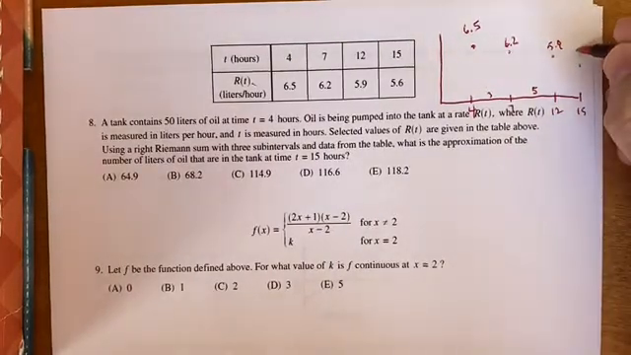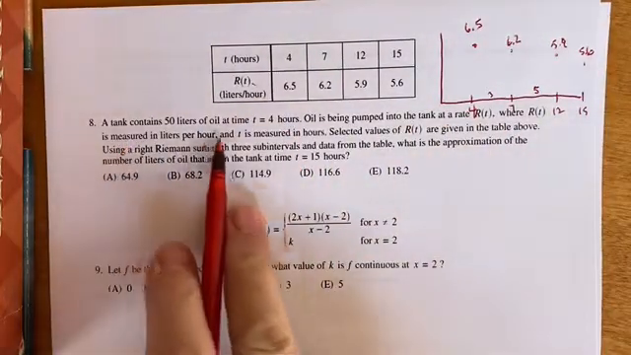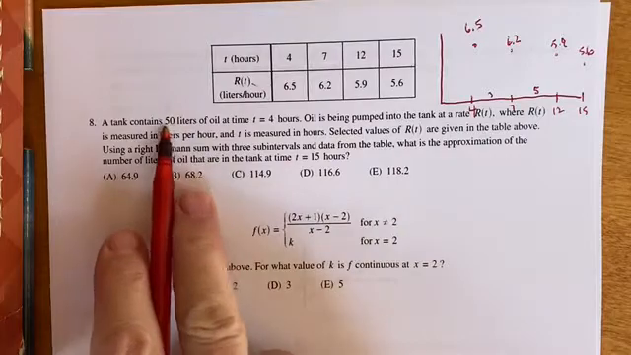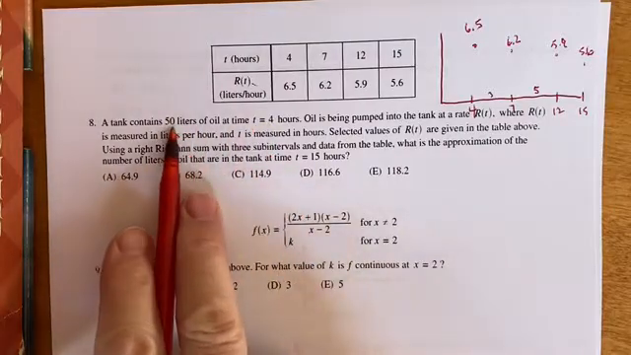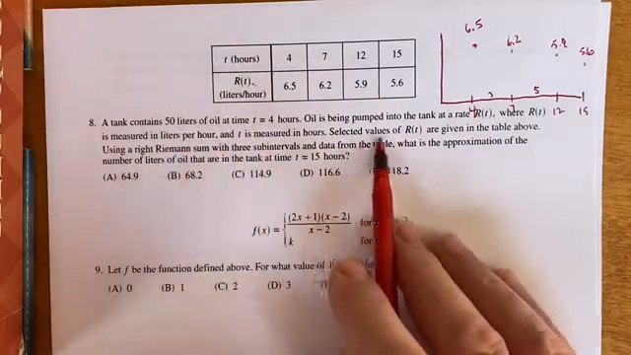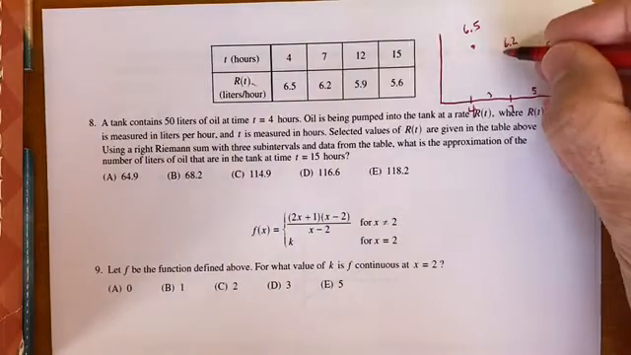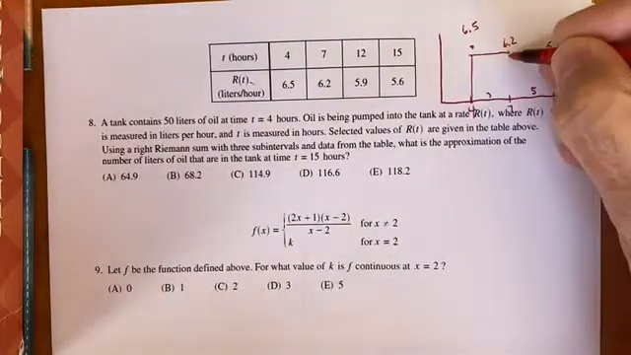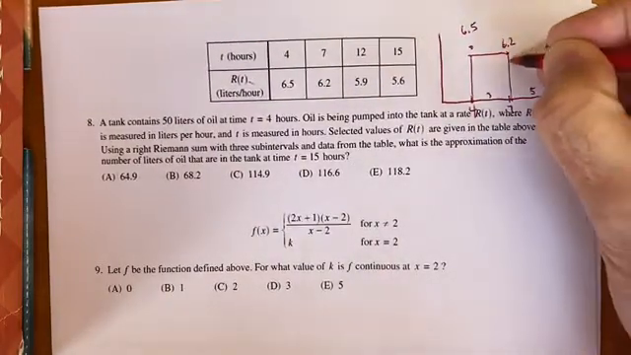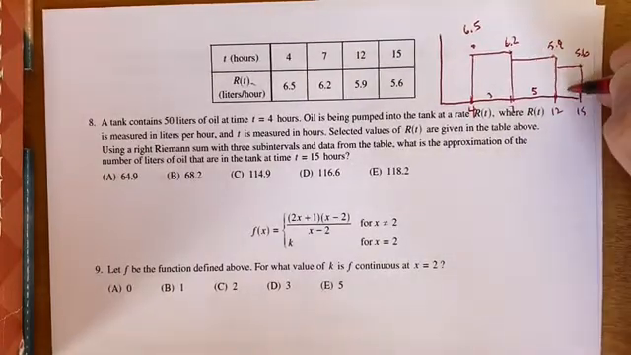it's 5.6. Okay, so this says oil's being pumped at that rate per hour. Oh, at time equals 4, there's 50 liters. So we start with 50 liters. Okay, use the right Riemann sum. So we're going to use the y values on the right side of each subinterval to determine the height of each rectangle. Well, the width of that is 3.